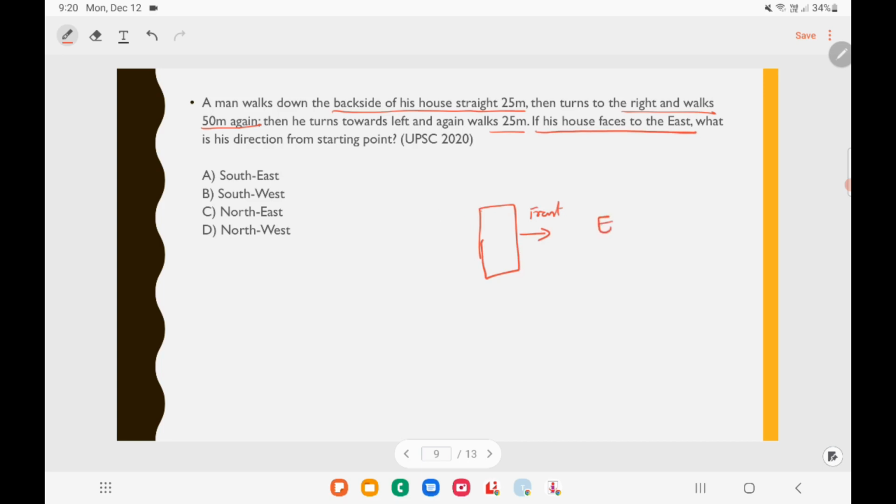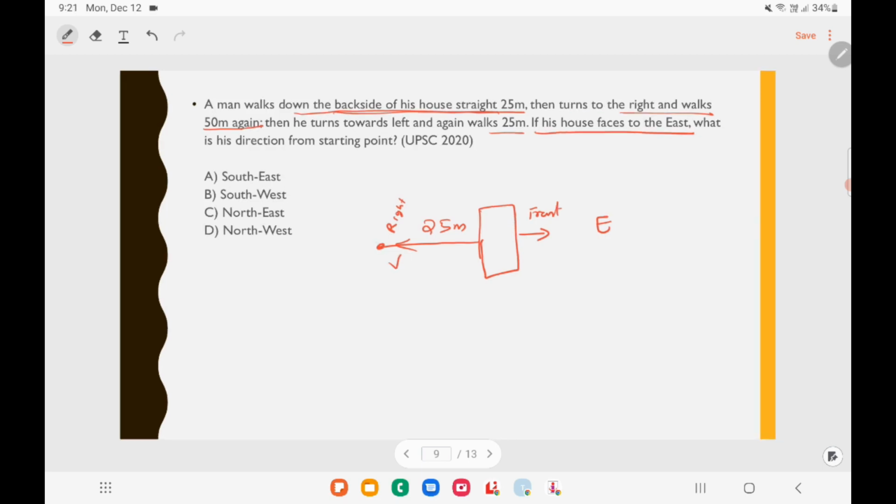Okay. So actually the man walks down the back side of the house straight 25 meters. So he's moving like this. He reached here 25 meters and this is his direction. Okay. If he's going like this, this will be his right and this will be his left. So he turns to the right and walks 50 meters. So he walked like this and then he turns to his left. So if he is moving like this, this is his right and this is his left. So he turns towards his left and walks 25 meters like this.